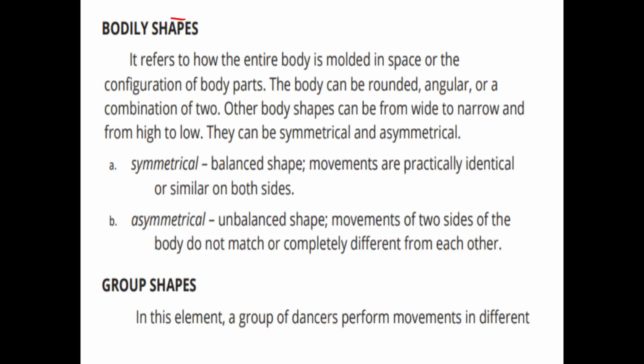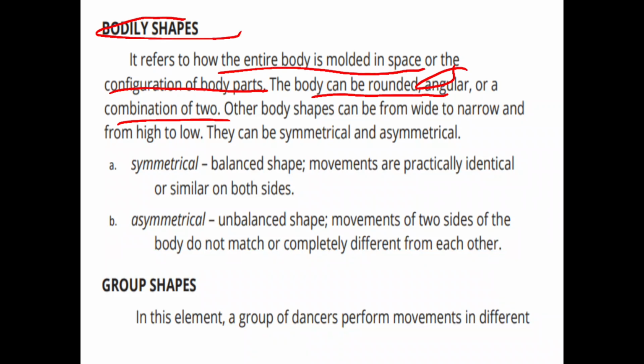Okay. Next is bodily shapes. When I say bodily shapes, it refers to how the entire body is molded in space, or the configuration of the body parts. Our body can be rounded, pwede po siya angular, or a combination of the two. Other body shapes can be from wide to narrow and high to low. So, pwede siya symmetrical and asymmetrical.